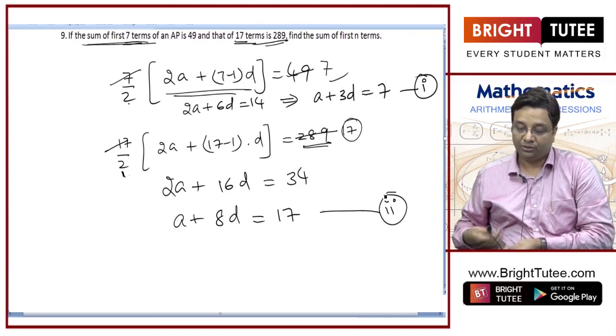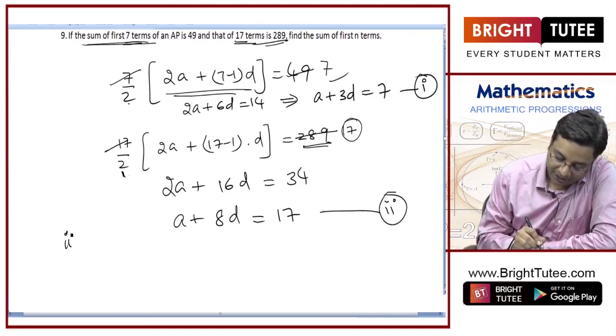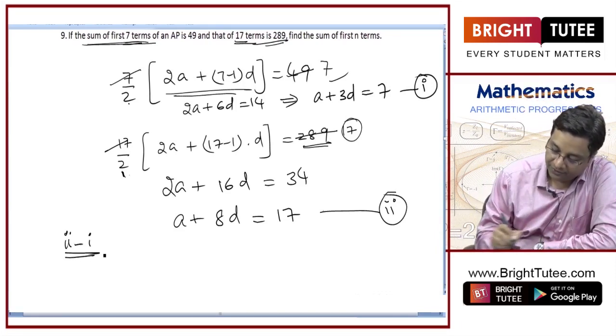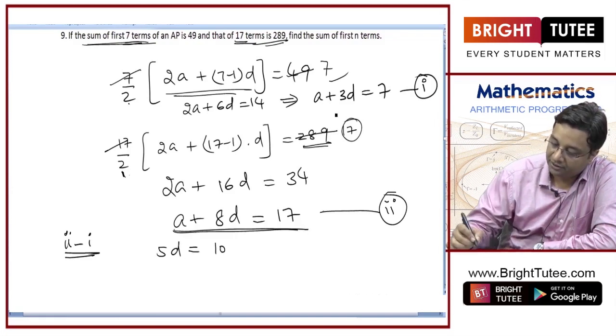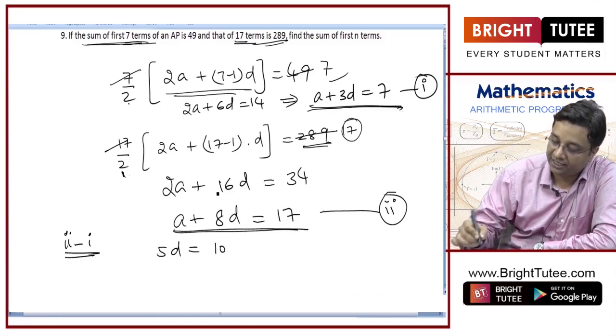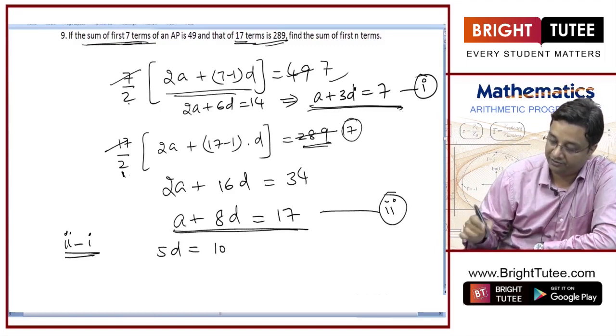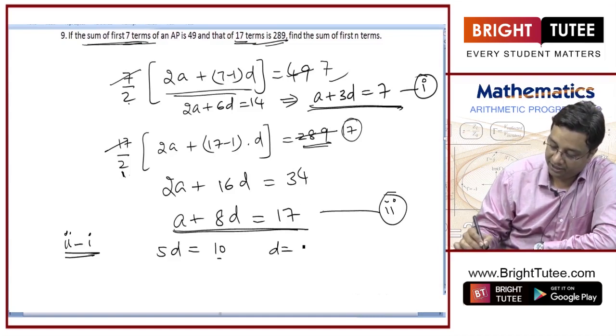So let's solve these two equations. If I subtract 2 minus 1, it will give me 5d equal to 10. I have just subtracted these two equations. A gets cancelled, 8d minus 3d is 5d, 17 minus 7 is 10. So it will give me d equal to 2.